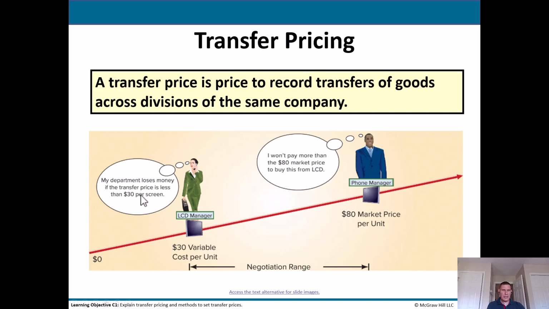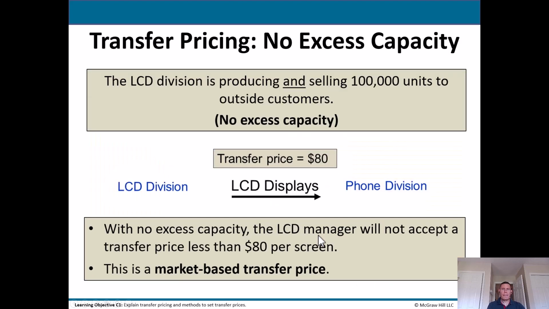So the range is basically a floor of 30 and a ceiling of 80. So we basically have a negotiation range of 50, the difference between 30 and 80. So let's start. There's a couple of scenarios we should talk about here: one where there's no excess capacity, and then one where there is.